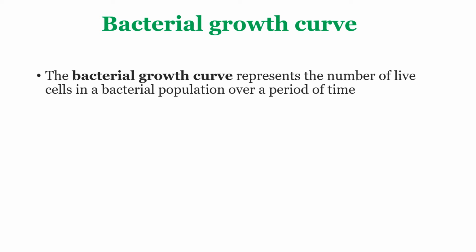Since bacteria are easy to grow in the lab and their growth has been studied extensively, it has been determined that in a closed system or batch culture... So what does it mean? Batch culture means that no food is added and no waste removal is performed. So in the closed or batch system, bacteria will grow in a predictable pattern, resulting in a growth curve which is composed of 4 distinct phases.